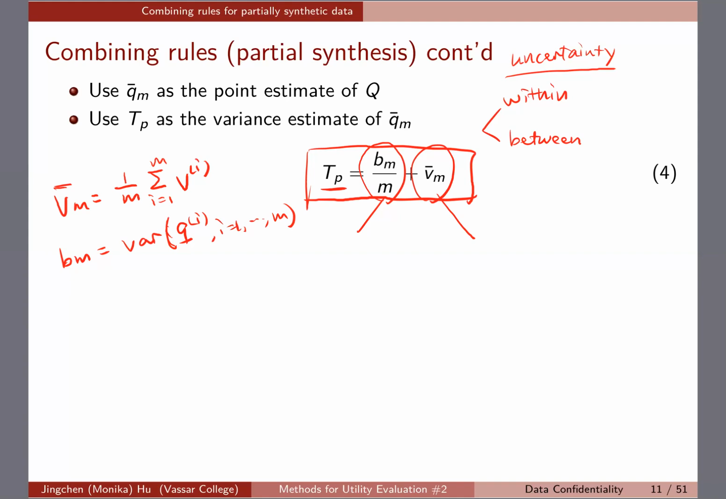So I think I have everything. Yeah, so on the left I wrote the calculation for the V bar M and BM, and M is the number of synthetic data sets. So take some time and discuss with your neighbor which one you think is about the within, and which one you think is about the between.